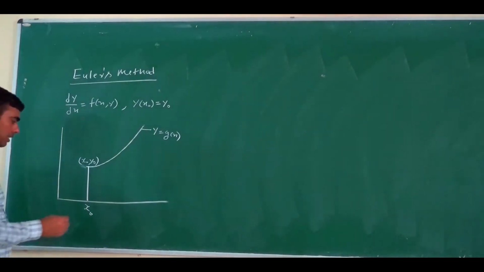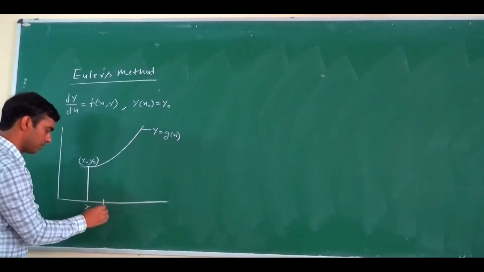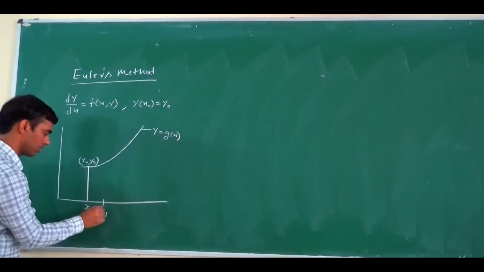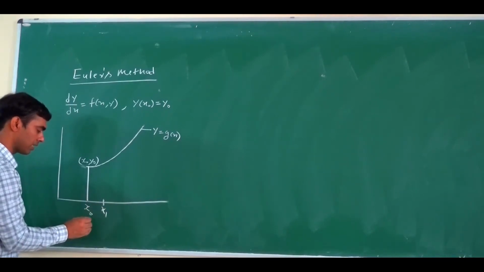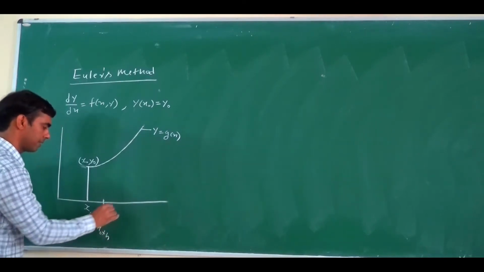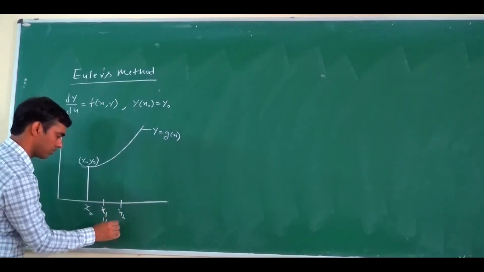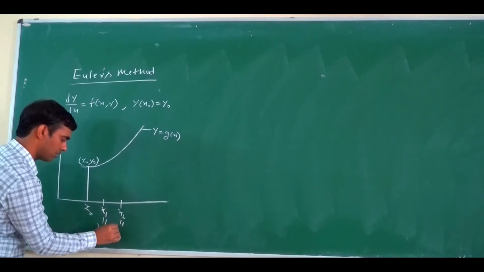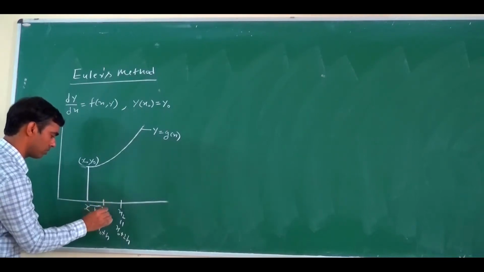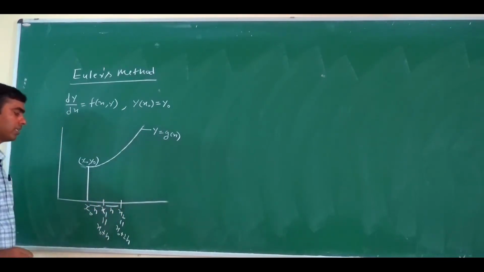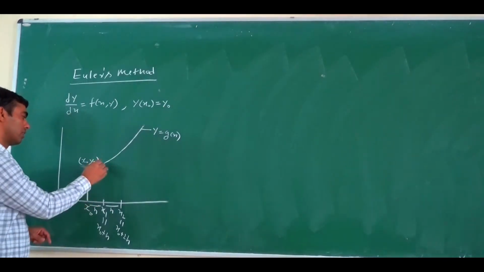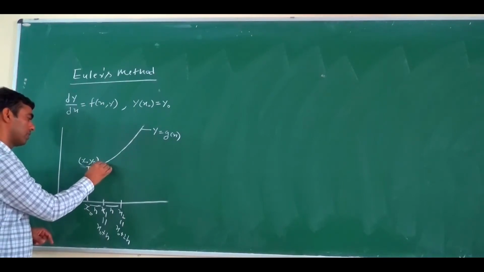Here, we need to find the value of the solution at x1. We consider this on an equal class interval. So what is the value of x1? x1 is x0 plus h, and this second point x2 is equal to x0 plus 2h. The distance between them is h, the class interval. So what is our aim? Our aim is to find this value, y1.